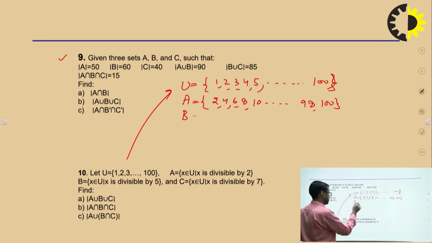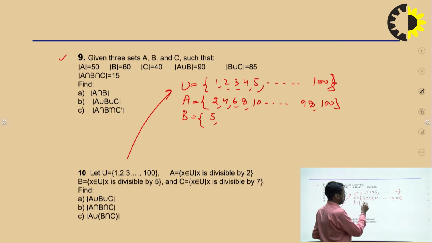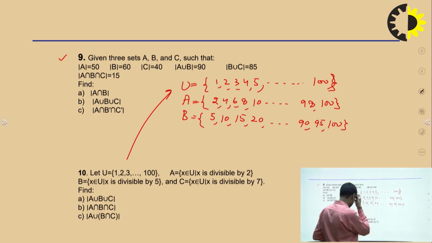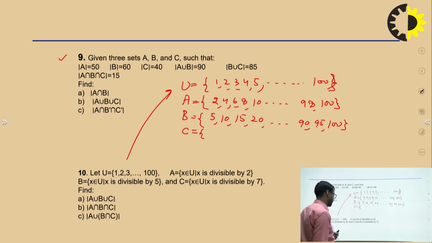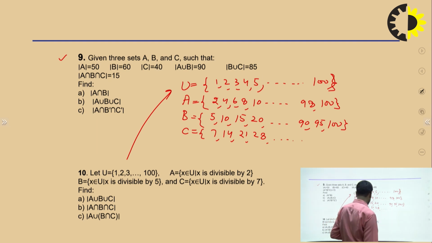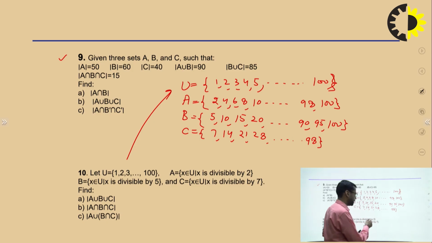And set B contains elements divisible by 5, so 5, 10, 15, 20, up to 90, 95 and 100. And set C contains the elements that are divisible by 7. That means 7, 14, 21, 28, and so on up to 98, because we know that 14 times 7 is 98.